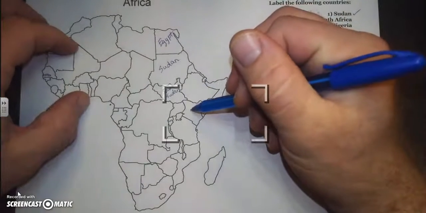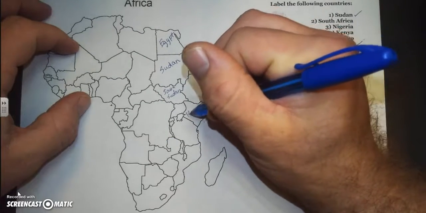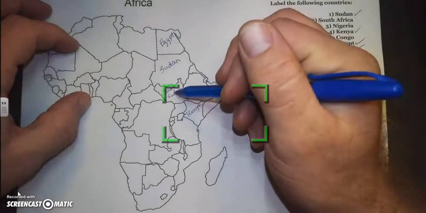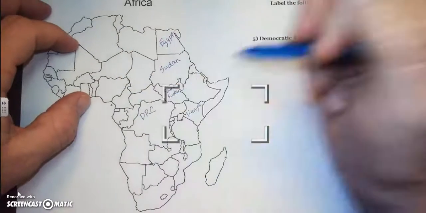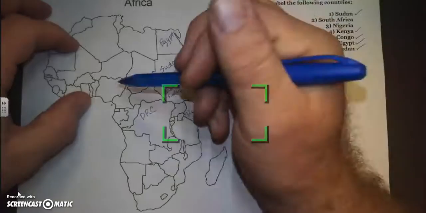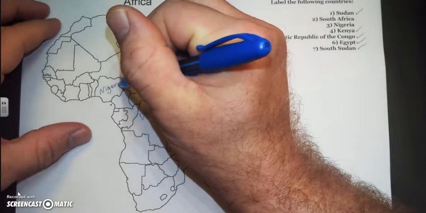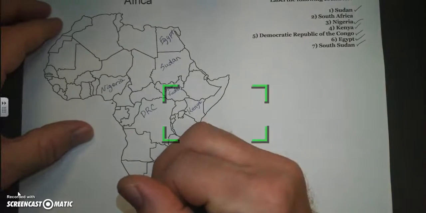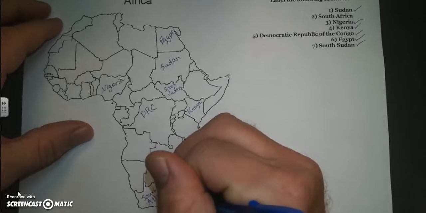From the southeast of South Sudan, we find the country of Kenya. Go back to South Sudan and we go to the southwest, and this is called the Democratic Republic of the Congo. Then up over here we have the country of Nigeria. And in the very southern part of the continent, we have the country of South Africa.